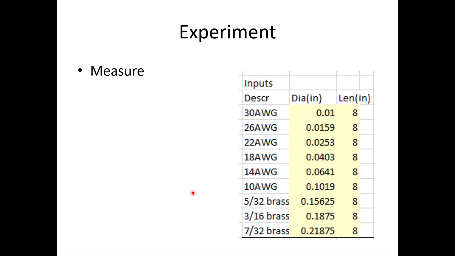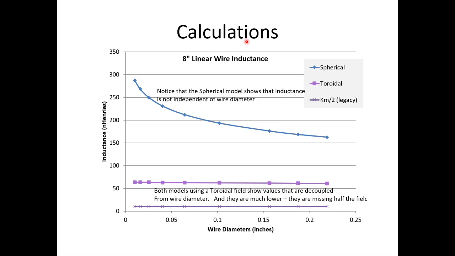So now, what we're going to do in this experiment, for this latex experiment, we measured, was it 9 pieces of wire sitting here? This is the diameter in inches. This is the length in inches. Shown here are the results of the calculations. On the left side is the calculated inductance in henries for the 8-inch wire inductors, and this is the wire diameter in inches. As you can see, as the wire diameter gets smaller and smaller, the measured inductance starts going asymptotic. This is characteristic of the spherical field.